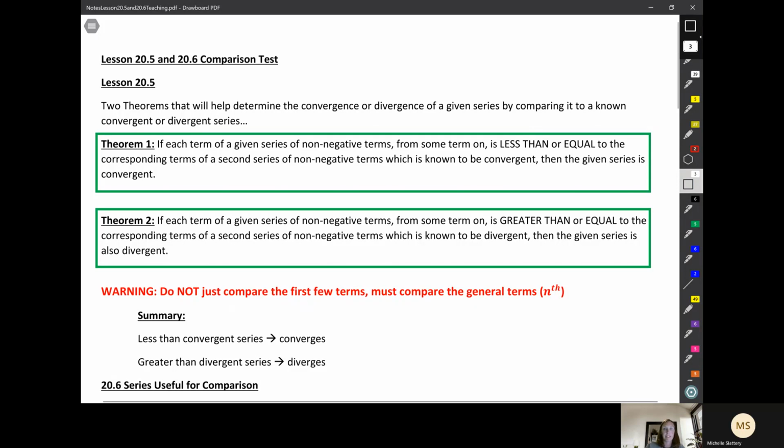All right, here we are, lesson 20.5 and 20.6 today. We're going to look at both of these lessons. The first one, we have a couple theorems, and then the second one, we have just some more information about those theorems, and we'll look at some examples of how to apply all the different theorems that we have today.